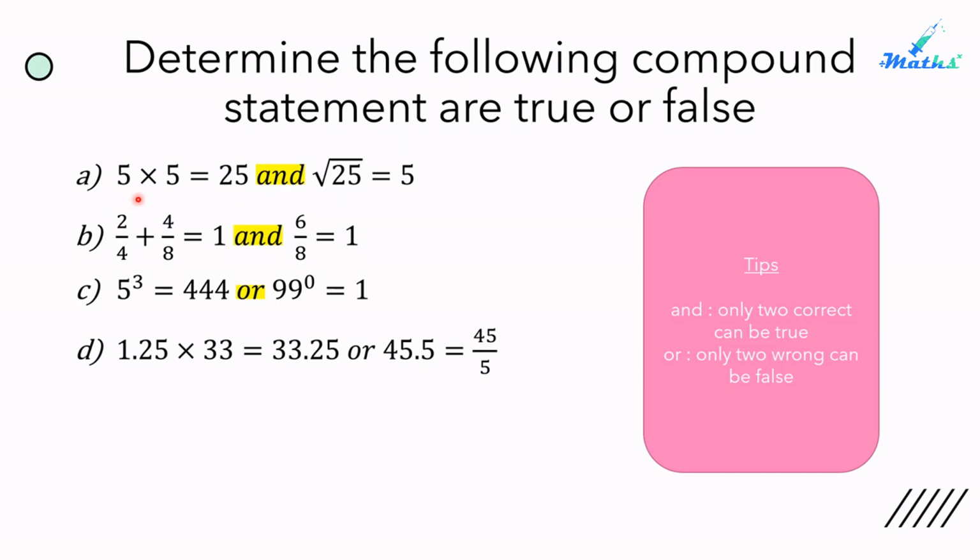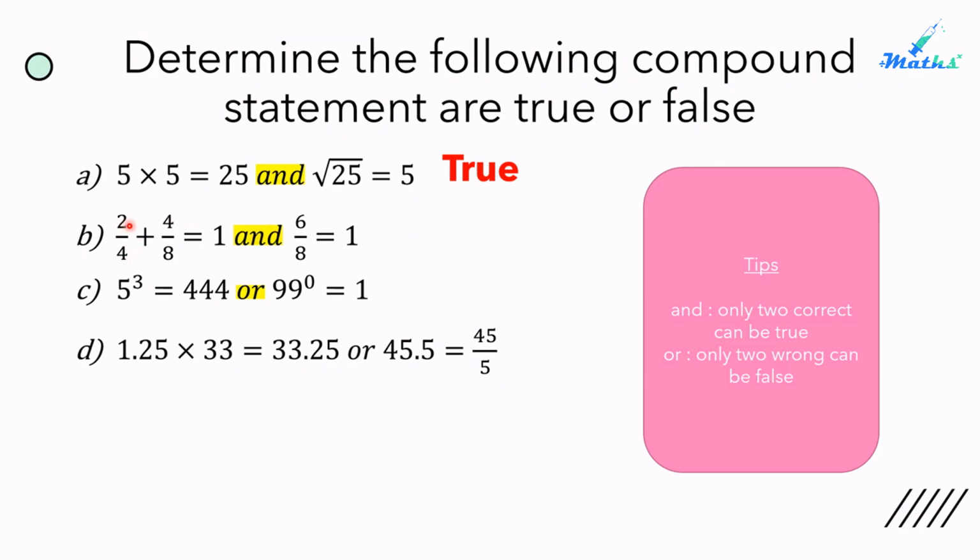The first question is 5 times 5 equal to 25. This is true, right? And square root of 25 equal to 5. This is also true. So if it is "and" and you get true and true, you get true. So the answer is true.